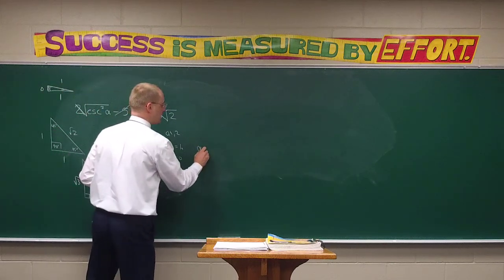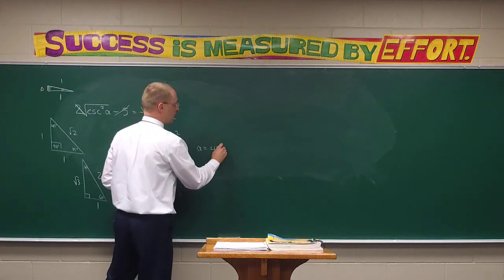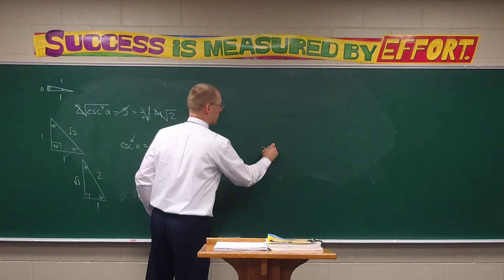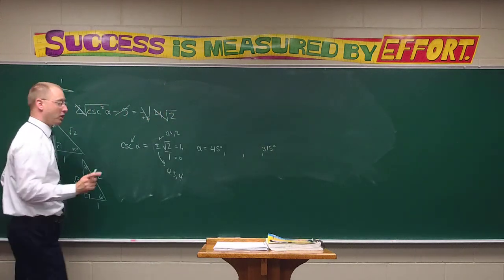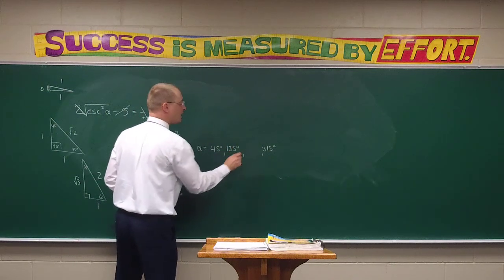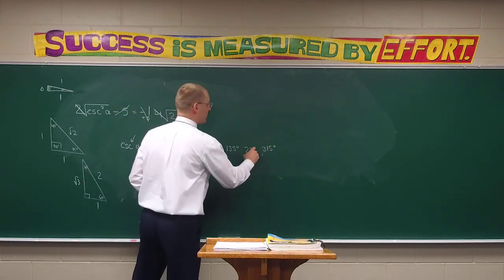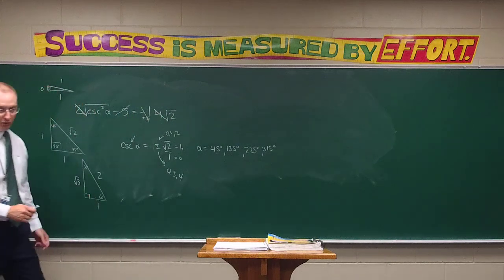So alpha here is going to equal 45, 315. That's quadrants 1 and 4. 135, when we subtract from 180. 225, when we add to 180. All right, remember doing this?